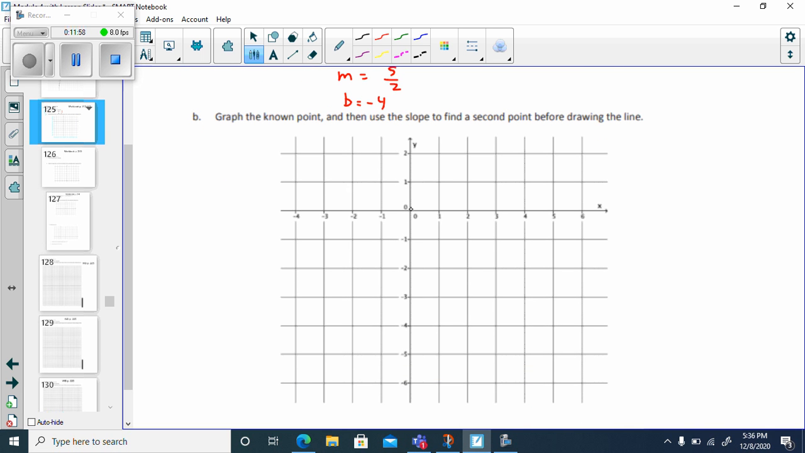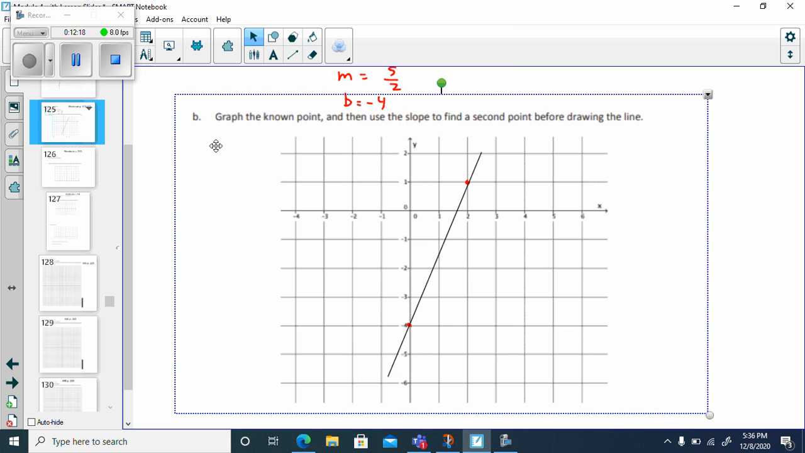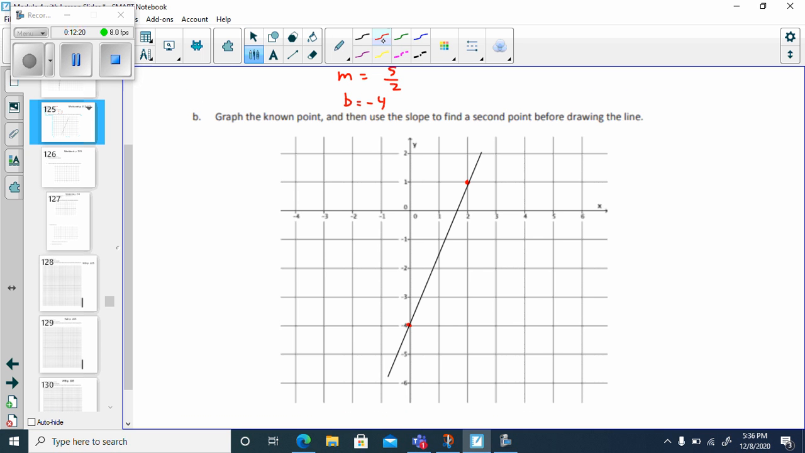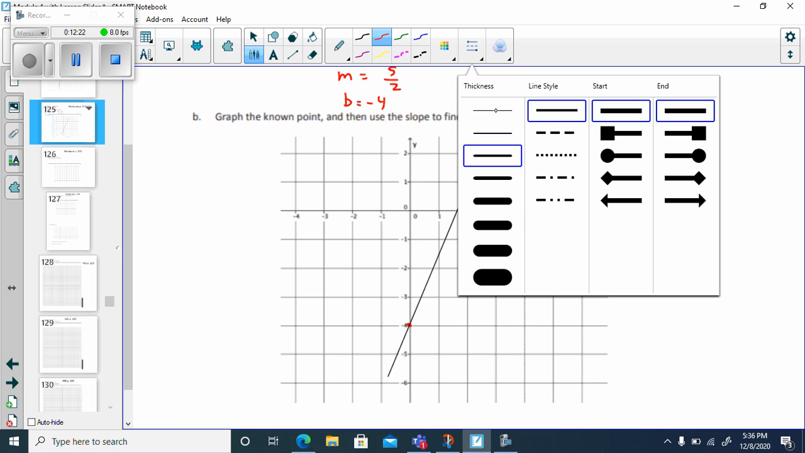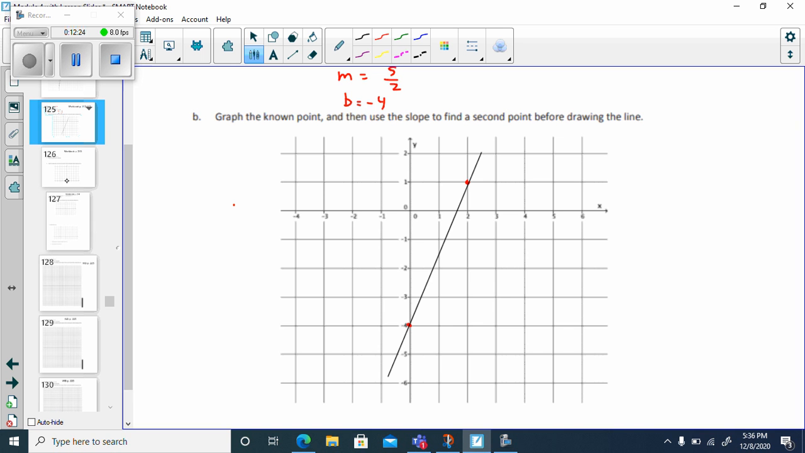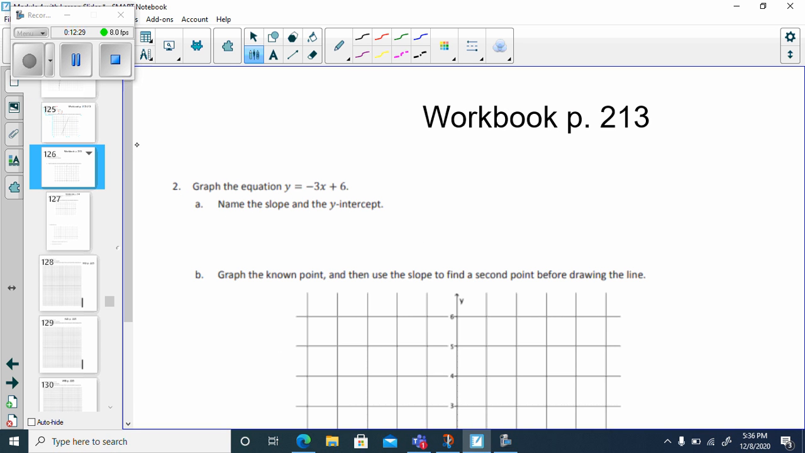On our b, on our y-axis, we go to negative 4. And then our slope is 5 over 2. Up 1, 2, 3, 4, 5, and over 2. Okay? And we draw our line. Get this one to move over a little bit so it'll go through it. There we go. And we've got a line. We've graphed our line. All you got to do is use your slope and the y-intercept. The y-intercept tells you where you start. Your slope tells you where you go.